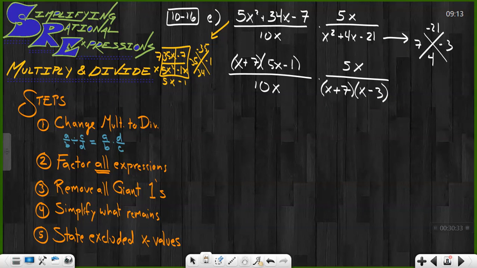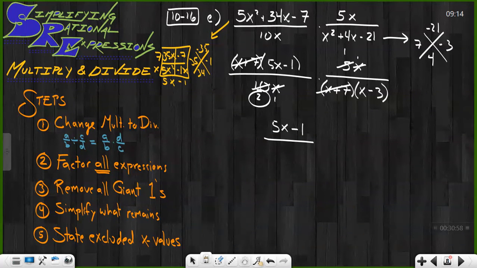And therefore, I can cancel what I see. Let's start with my numbers first, 10 and 5. 5 goes into 5 once, 5 goes into 10 twice. Now look at variables. X and x, they cancel each other out. Now look at groups. X plus 7, x plus 7. Look at numbers, look at variables, look at groups. What remains on top is just 5x minus 1.